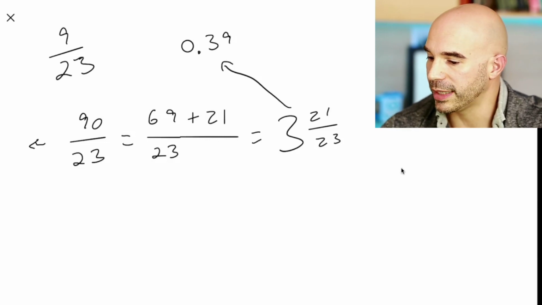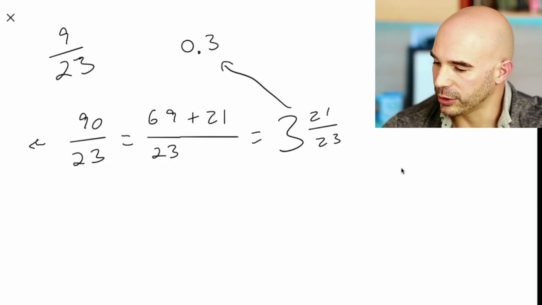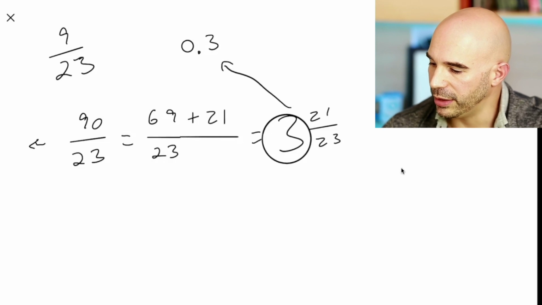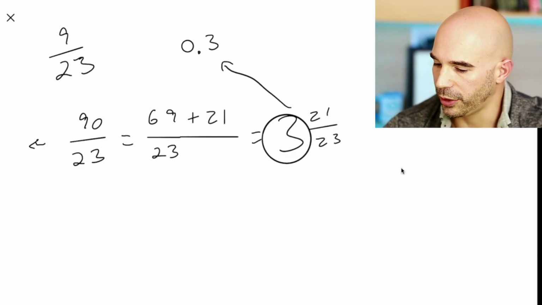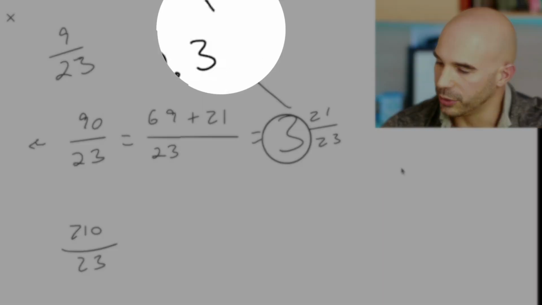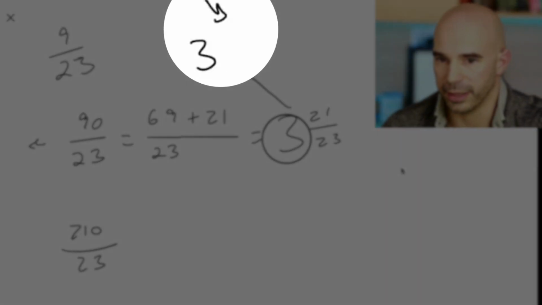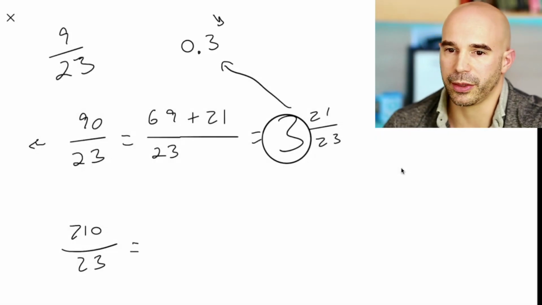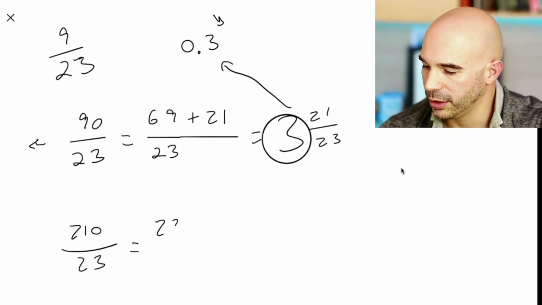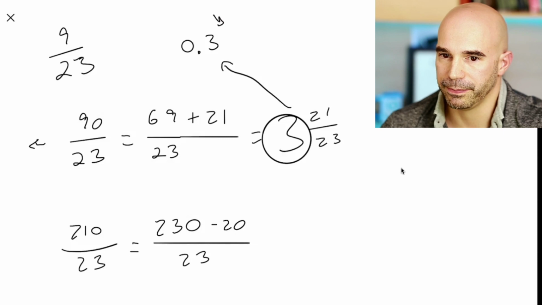Now let's say you want an exact answer. Okay, so I have the 3. Now I need 21 divided by 23. So again, I would give it a factor of 10. And the answer is going to go there because I gave it another factor of 10. Okay, so how many times does 23 go into 210? I have no idea. But I do know how many times it goes into 230. I just have to subtract 20 there.